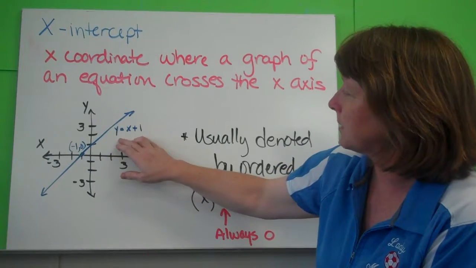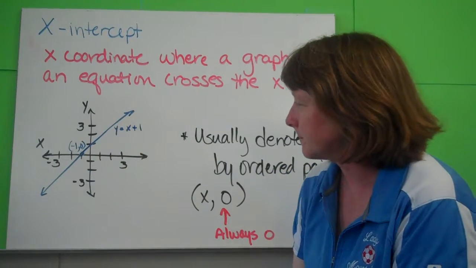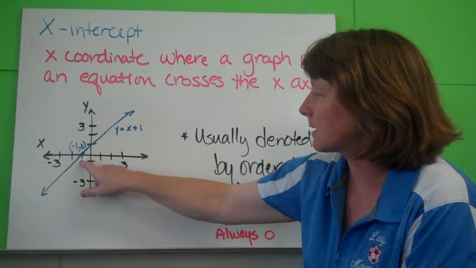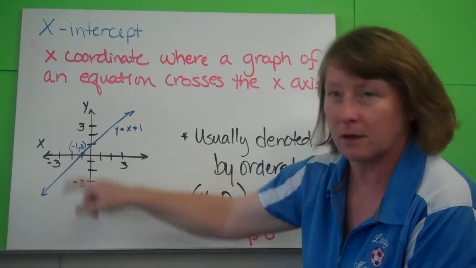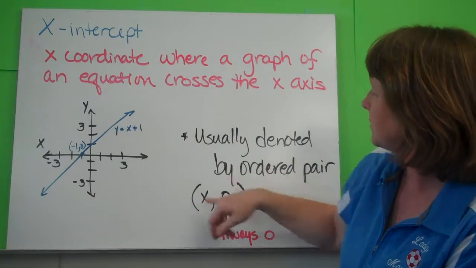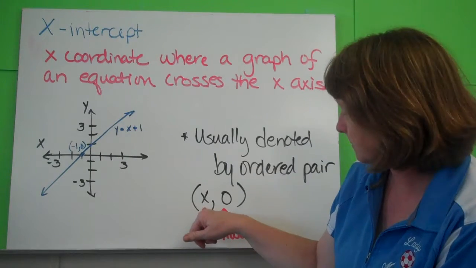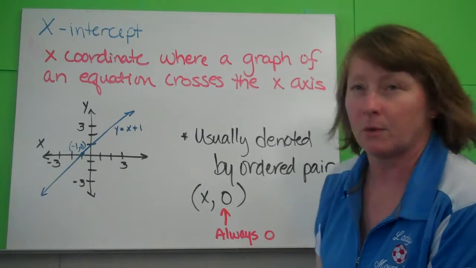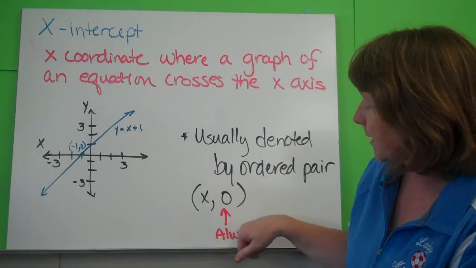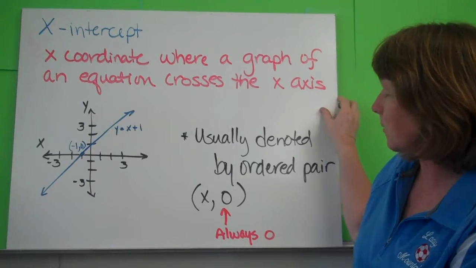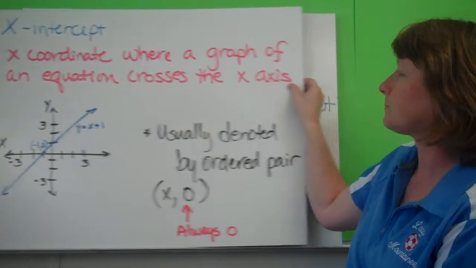This particular equation is y equals x plus 1. It crosses the x-axis at -1, 0. The x-intercept is usually denoted by an ordered pair. It will be the x-coordinate, and the y is always 0. So you need to remember that because you're going to need it later, that the y is always 0 here.